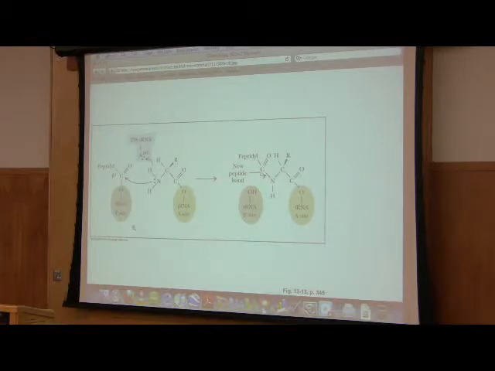Yes, sir? Can I repeat termination? Yes. So termination occurs when the ribosome, during the elongation phase, slides down and a stop codon appears in the A site.